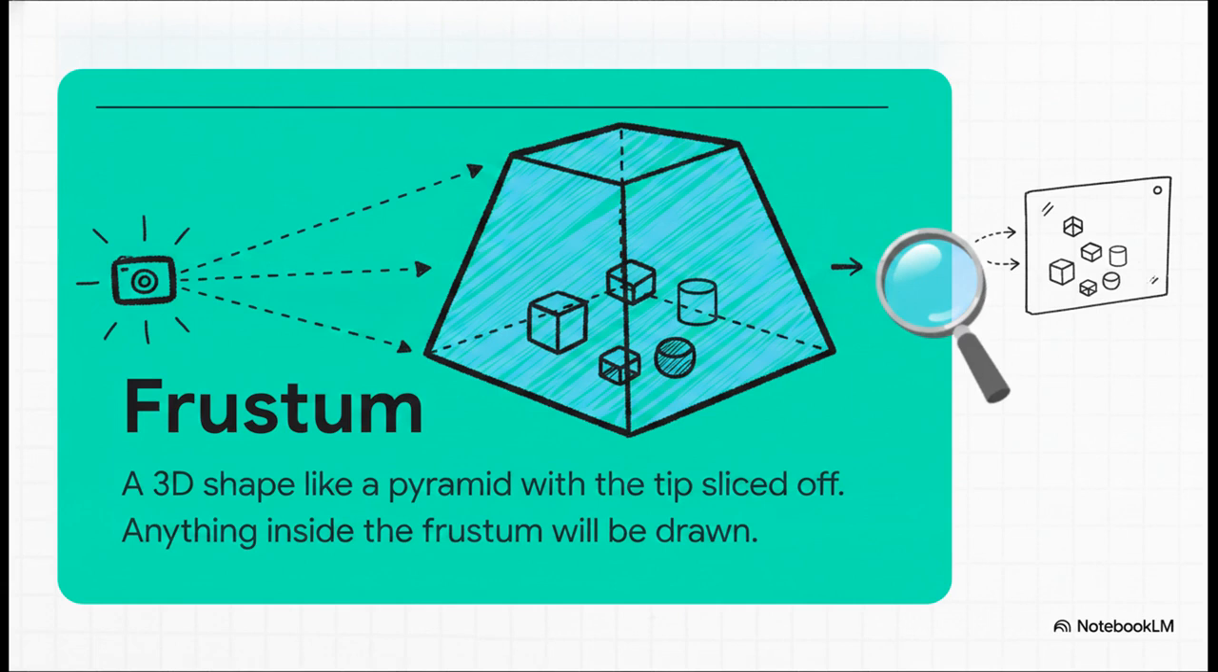Anything inside that invisible frustum box, it gets drawn to your screen. But anything outside of it, or stuff that's way too close or way too far away, gets clipped and completely ignored by the renderer. It's a brilliant way to save on processing power.